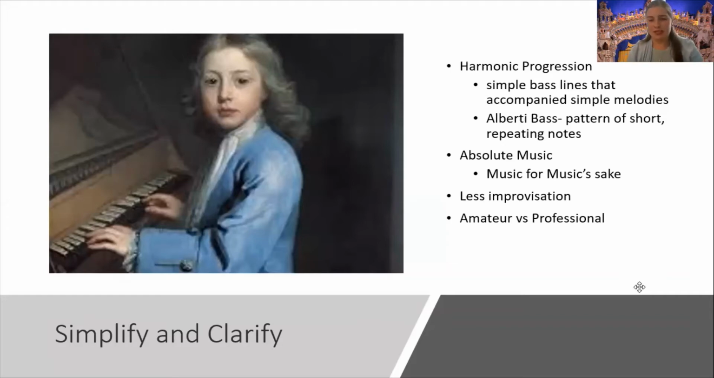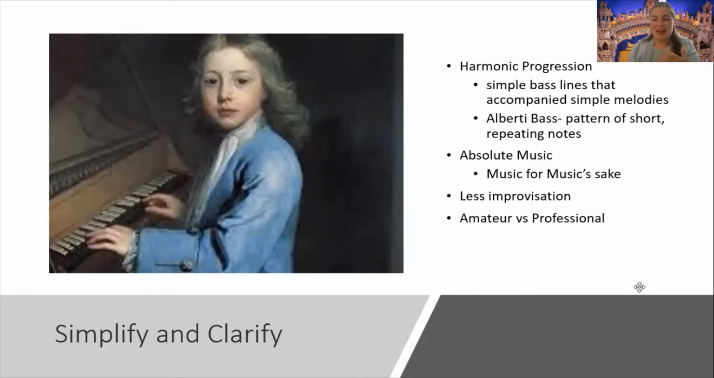That's absolute music. There's less improvisation. Last time period, lots of improvisation and ornamentation and adding to the music. This time period, it's very much keep it the way the composer wrote it. Don't add to it. Keep it the way it was meant to be.